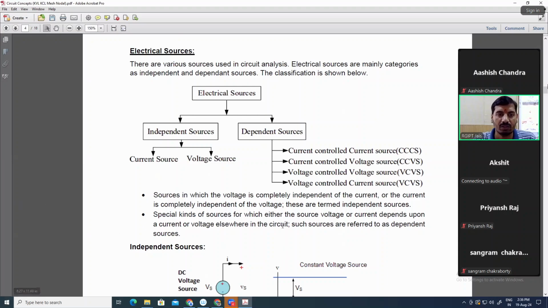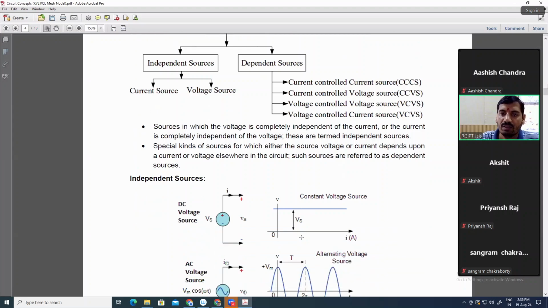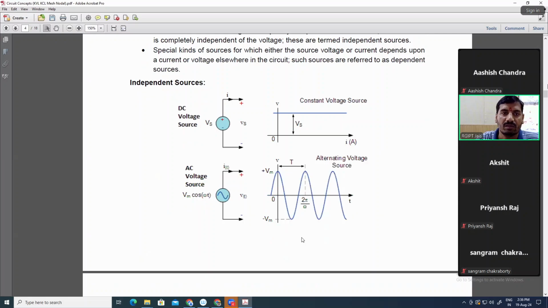Okay, so sources in which the voltage is completely independent of current, or current is completely independent of the voltage, are termed independent sources. And some special kinds of sources for which either the source voltage or current depends upon a current or voltage elsewhere in the circuit, such sources are referred to as dependent sources.